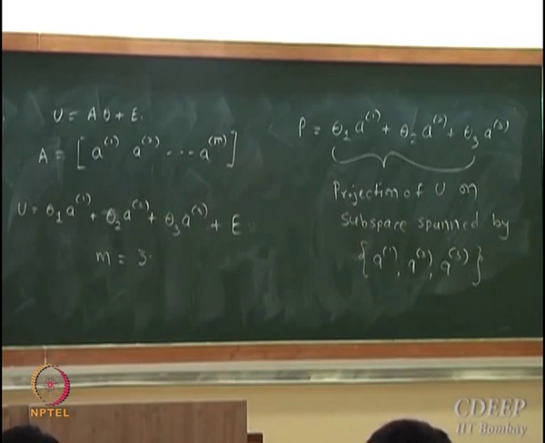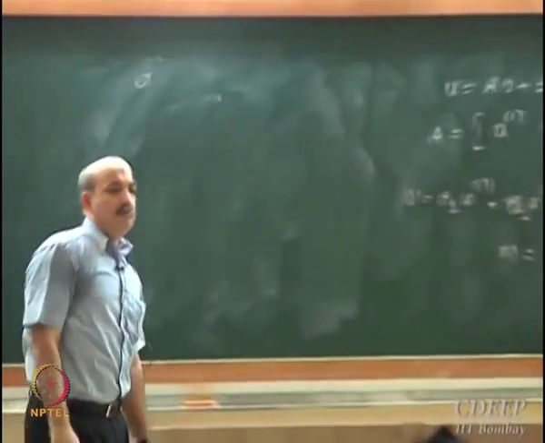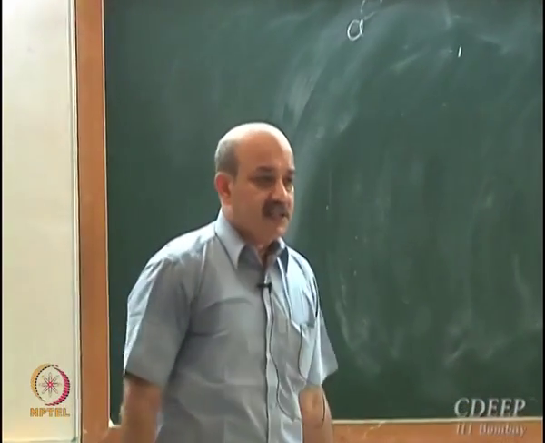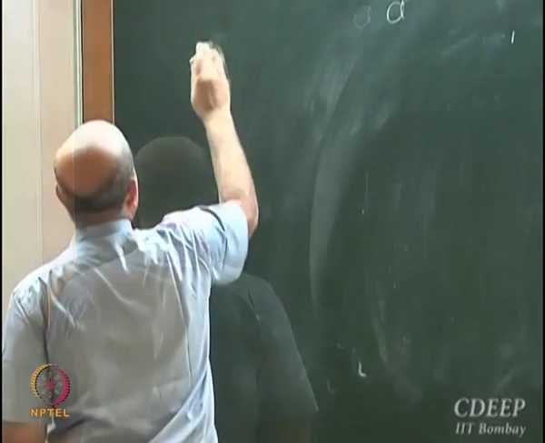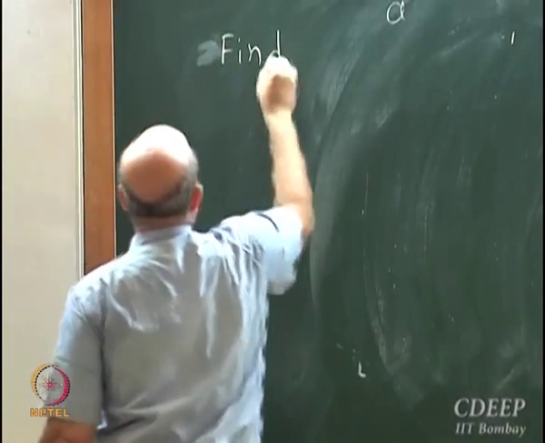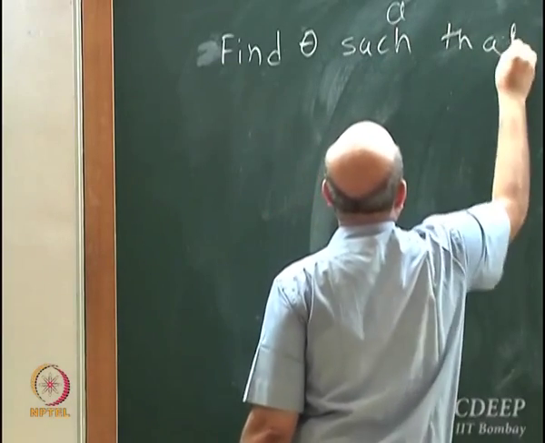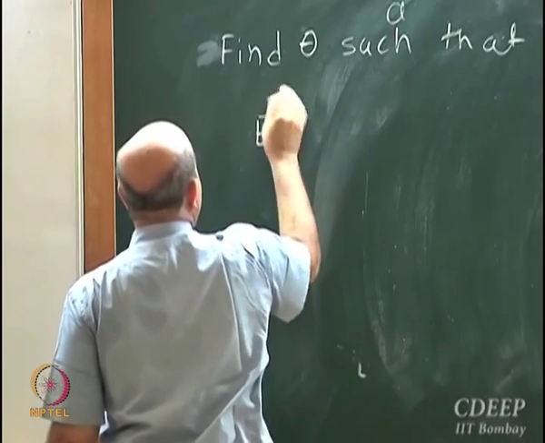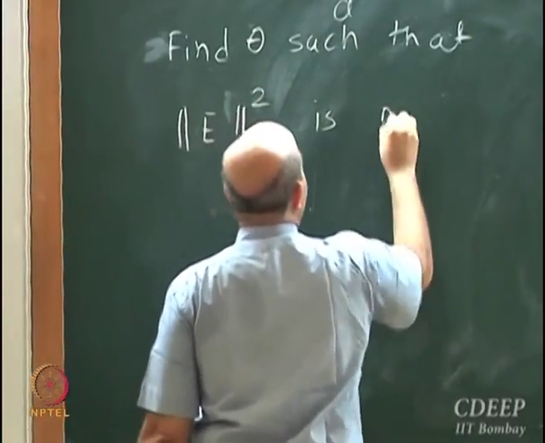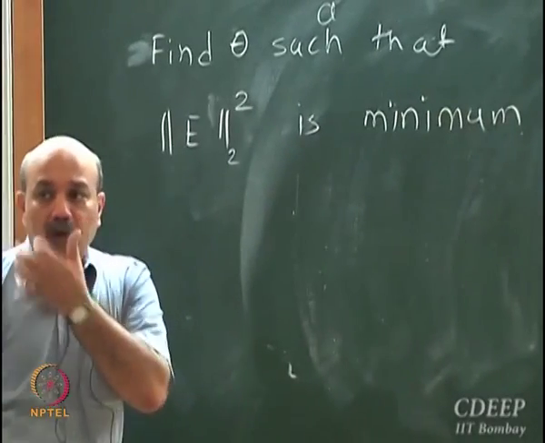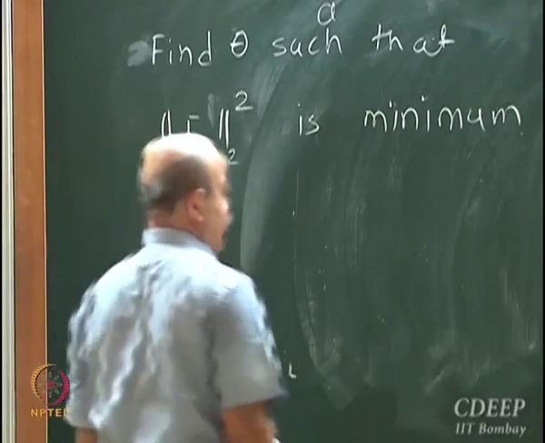What is it that I want to minimize? How do I find this out? I find this out by minimizing the square of distance, right? So my problem is: find theta such that the 2 norm of the error is minimum, right? Okay, so let's start doing this.